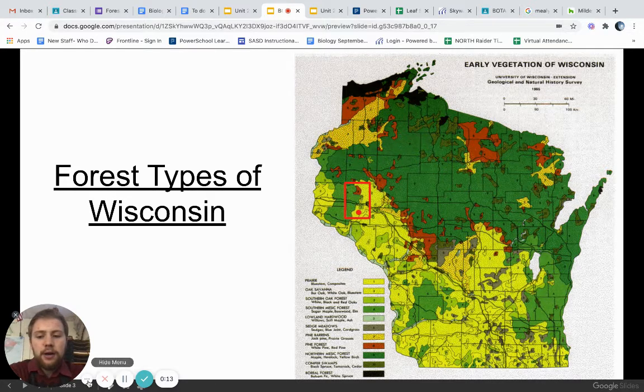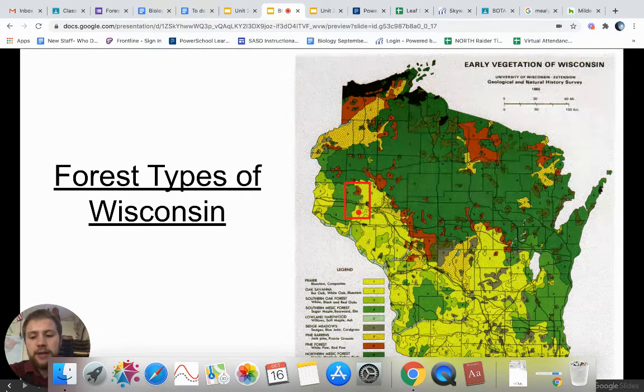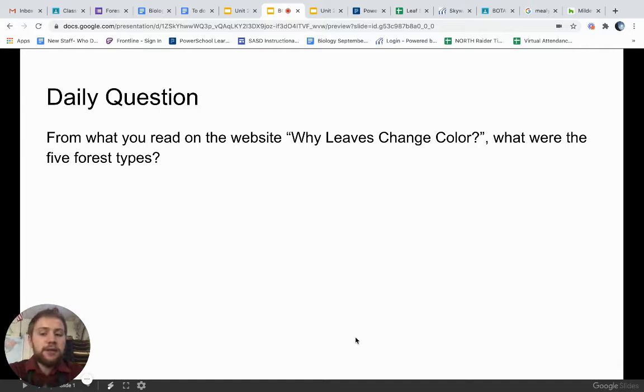So today we are going to learn about forest types of Wisconsin. I want to make this learning very applicable to our state. I think it's important that we learn about our state, learn about our area, and what kind of tree species live here.